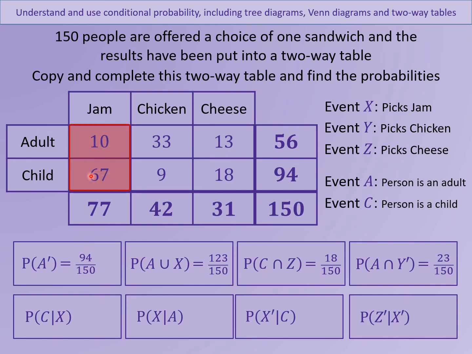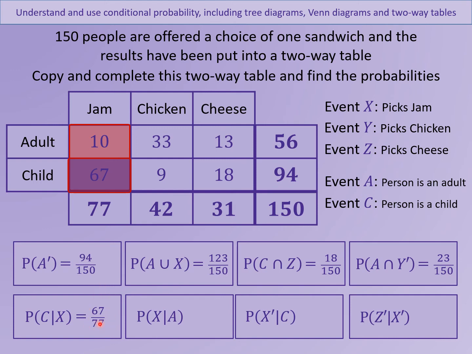There's the jam sandwiches. I've ignored all the chicken and cheese. I've chucked those in the bin. I've only got these 77 sandwiches in front of me. What's the probability that one of those has got a child's name on it? It's going to a child. Well, the answer is 67 out of those 77.